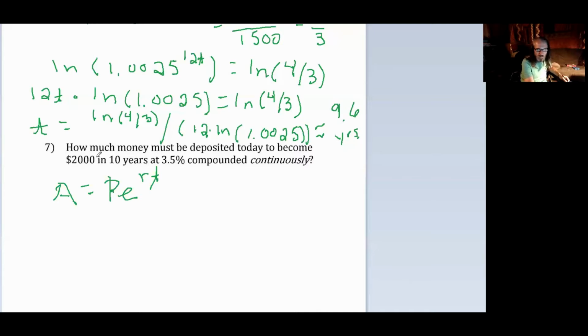Now here we've got 2,000 as a future value in 10 years, and we need to know how much money is being invested at the beginning. This is 3.5. Just like 3% became 0.03 by moving the decimal 2 to the left. Even when there's a decimal already in there, it has to go 2 to the left.